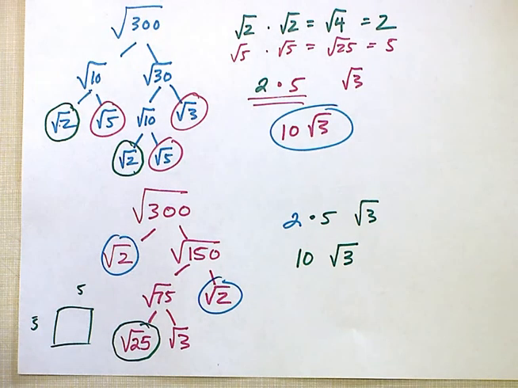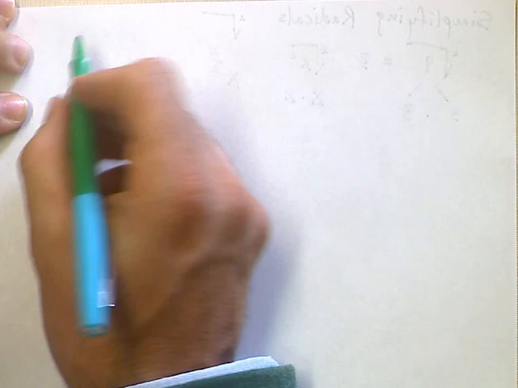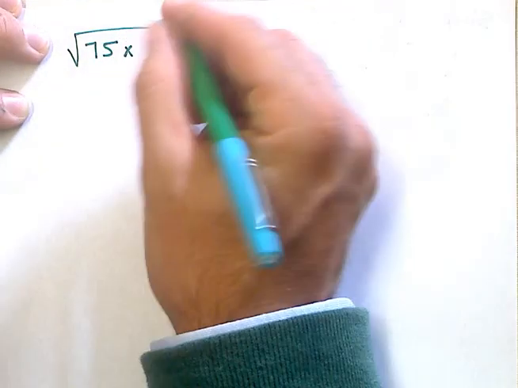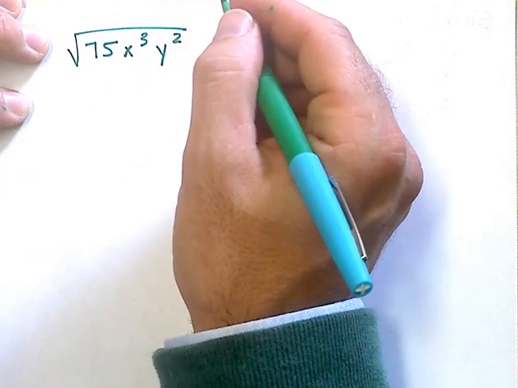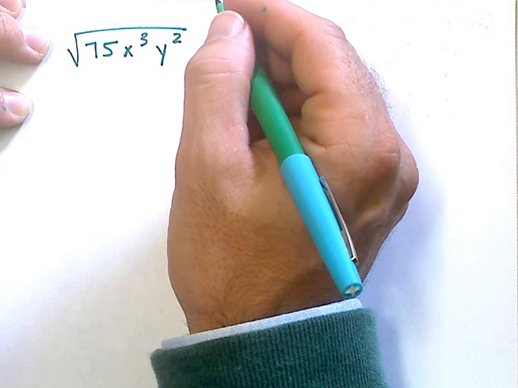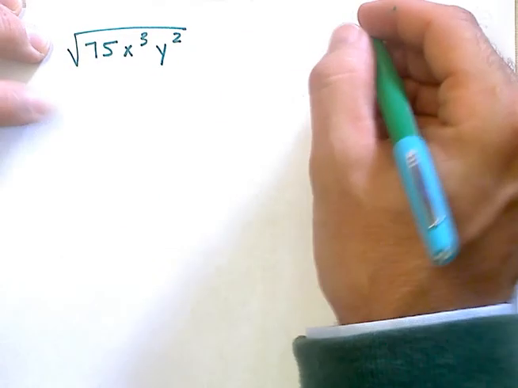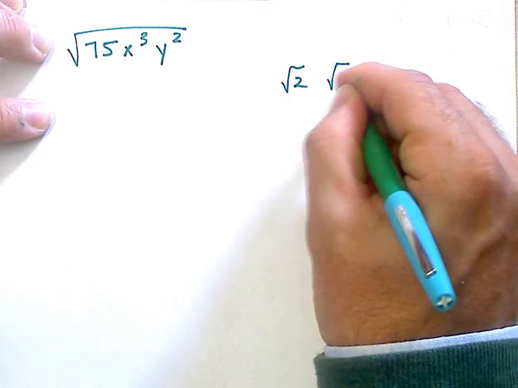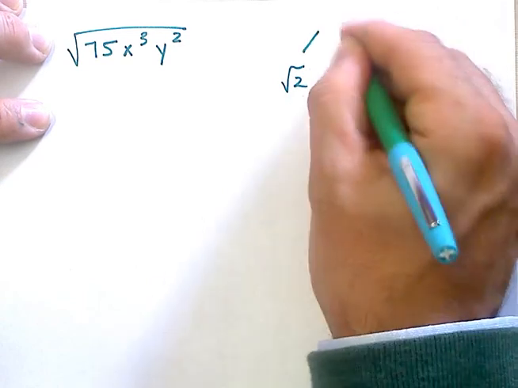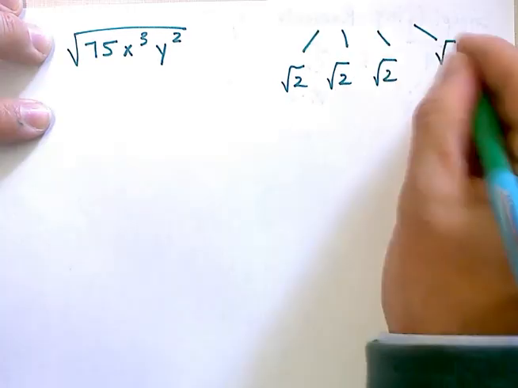But let's say you're presented with a problem that has letters involved with it. So maybe I give you 75 x to the third. Go ahead. What if you not just added this 2? What if you have a 3? Well, let's say your factor tree looks like this, okay? And maybe you have a square root of 3 here.